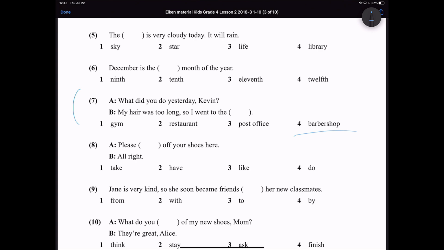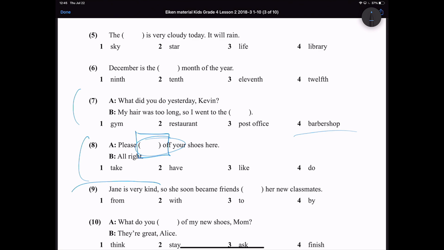For example, "Please take off your shoes here." Take off, right? That's a phrasal verb. And those things are really important because it's very hard to just memorize words and be able to master these kinds of phrasal expressions. So that's something you can do in class.